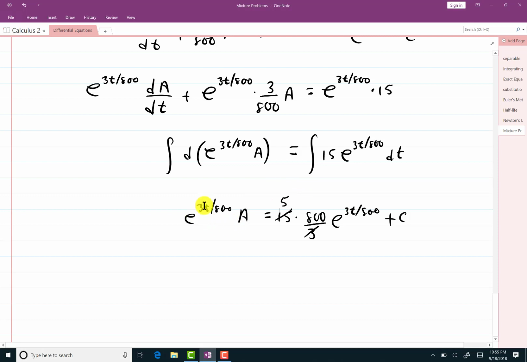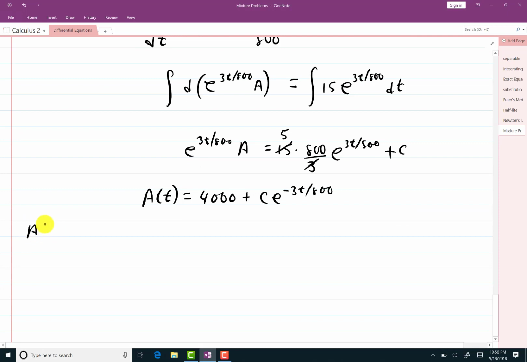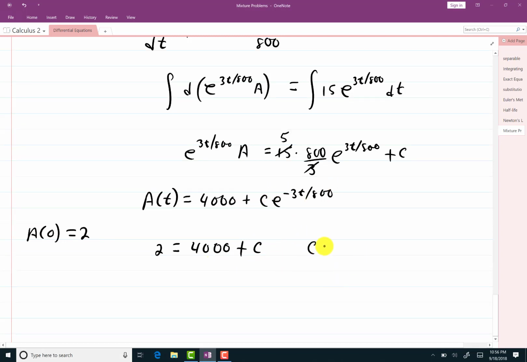And then I'm going to divide through by the e to the 3t over 800. And finally I arrive at the formula, A of t equals 4,000 plus c e to the negative 3t divided by 800. And then the initial amount, I was told that A of 0 was equal to 2. So that tells me that 2 equals 4,000 plus c, because this piece will be 1. So then c equals negative 3998.